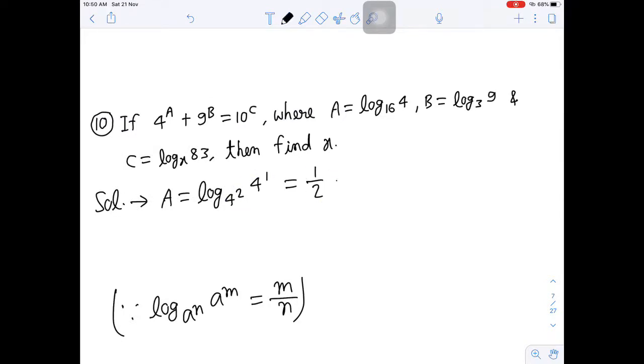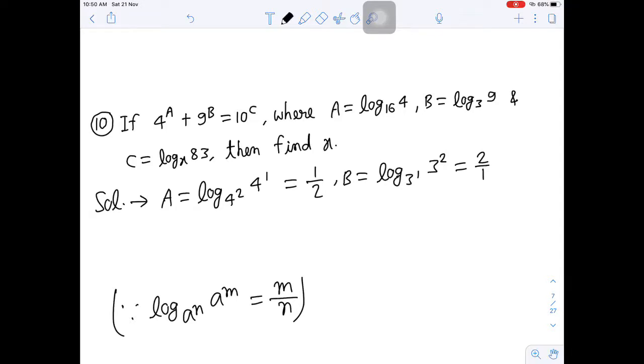Next you have b. B is nothing but log 9 base 3. 9 is nothing but 3 square. So by the same rule, because if you observe again, a is 3 and m and n are nothing but 2 and 1. So you will get 2 by 1.